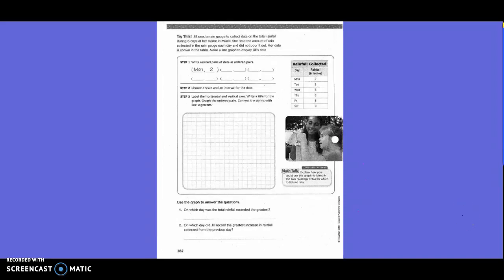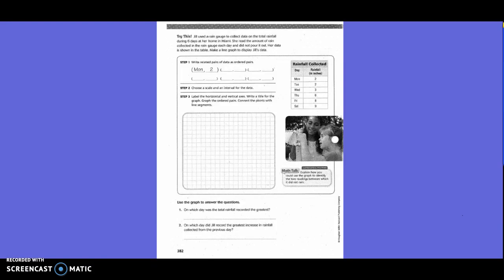Try this. Jill used a rain gauge to collect data on the total rainfall during 6 days at her home in Miami. She read the amount of rain collected in the rain gauge each day and did not pour it out. Her data is shown in the table. Make a line graph to display Jill's data. So write your related pairs of data as ordered pairs. So they already did the first one for us.